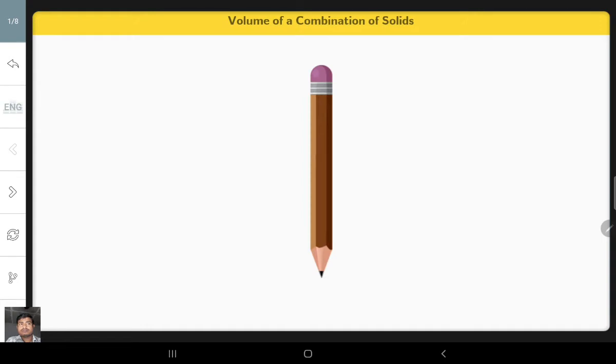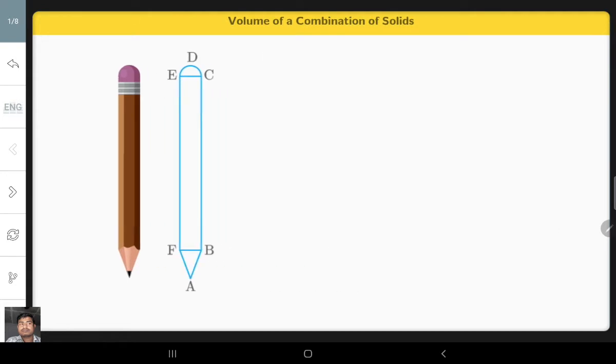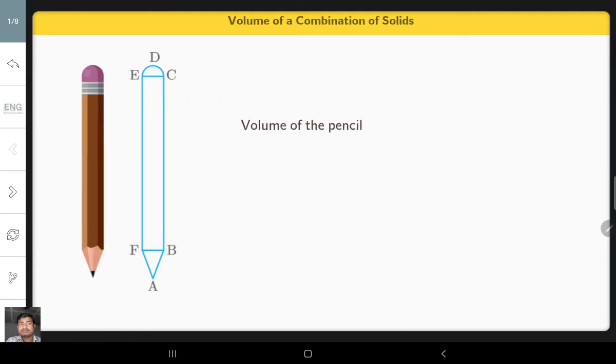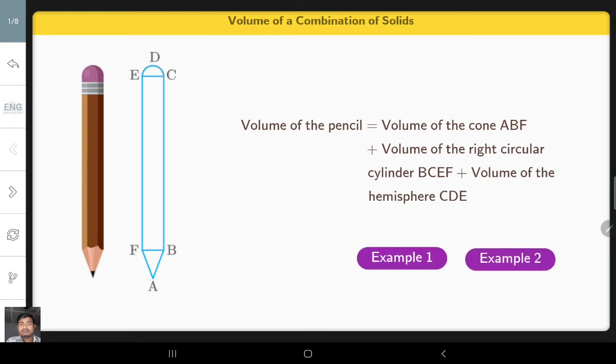Let us consider the case of a pencil. A pencil is a combination of a hemisphere, a right circular cylinder, and a cone. Here, ABCDEF is a pencil made of the cone ABF, the right circular cylinder BCEF, and the hemisphere CDE. Tap the buttons to understand this better with more examples.